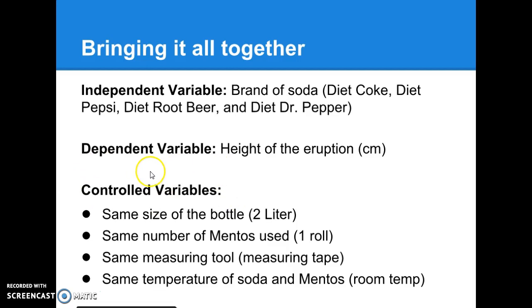Okay, controlled variables are everything you're keeping the same. The size of the bottle, the number of Mentos we use, the same measuring tool, the same temperature of soda. Okay, anything you keep the same between the Diet Coke trial, the Diet Pepsi, the Diet Root Beer, the Diet Dr. Pepper, those are all controlled.